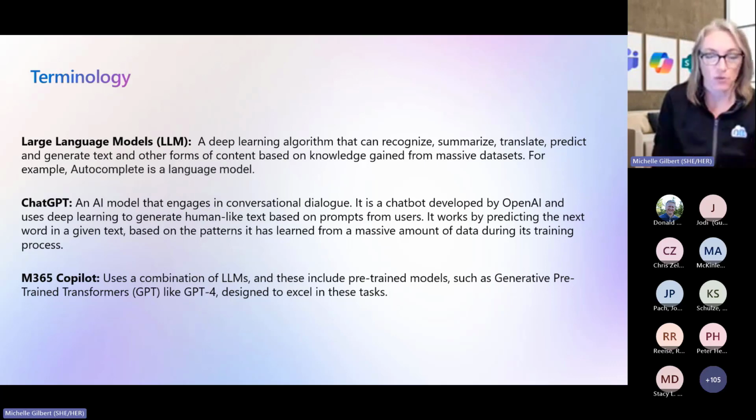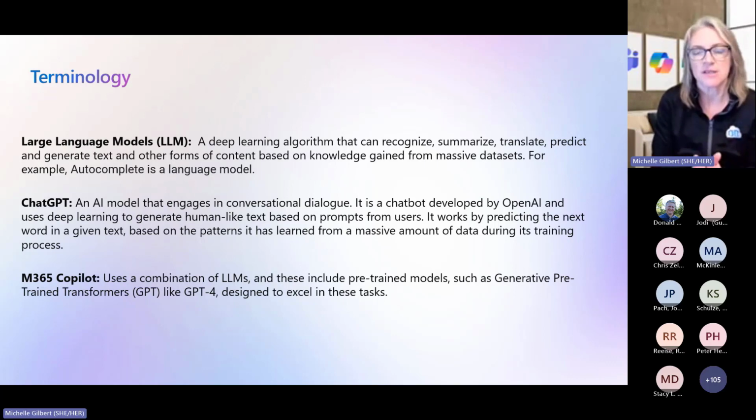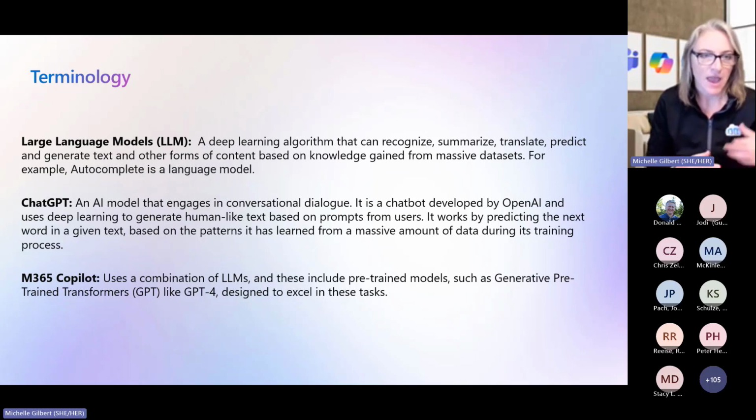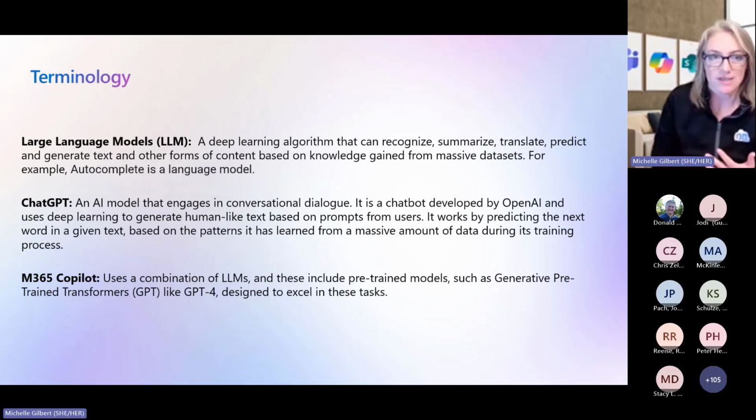ChatGPT, if you are not familiar with what that is, definitely do some searching on it if you're not one of those 100 million users that have already looked at it. But it is an AI model. It engages in a different way. It engages conversationally, right? It's a chatbot. It was developed by OpenAI, and it understands human-like text based on prompts from users. So again, like autocomplete, it works by predicting the next word in a given text, based on patterns it has learned from this massive amount of data during its training process.